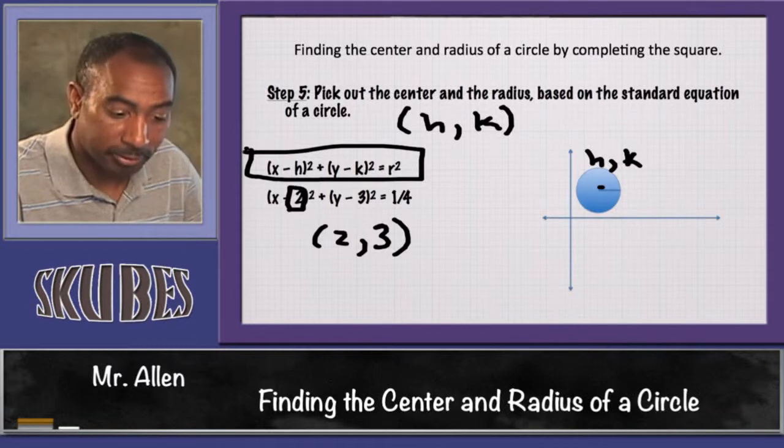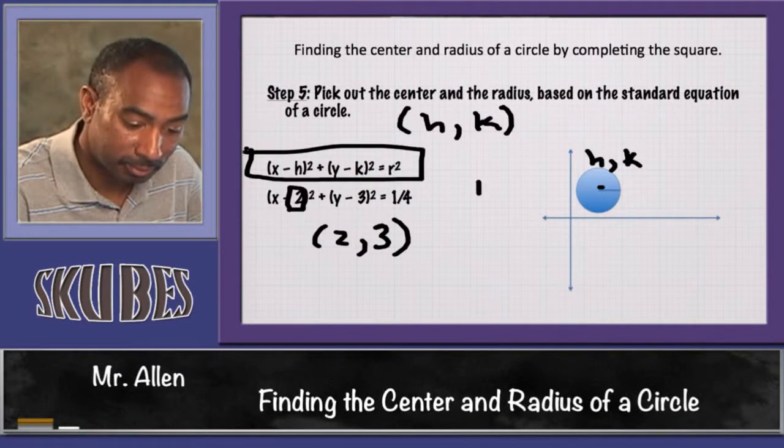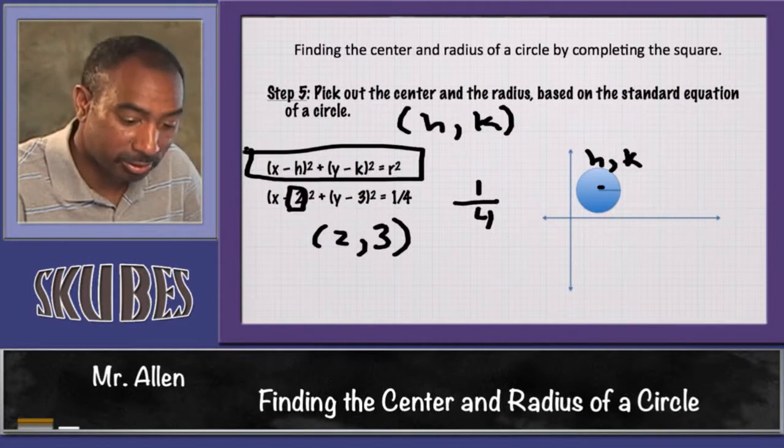And my radius, be careful, the radius is squared. So the radius is not 1/4. You got to take the square root of that. Because it's squared, you want to unsquare it. So the radius is going to be 1/2.